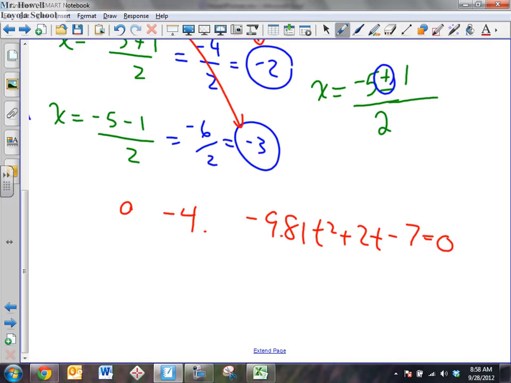So instead of factoring this, you're just going to use the quadratic formula, where this would be a, this would be b, and this would be c. Now remember, c in this case would be -7. A would be -9.81. B would be +2. So whenever you have a quadratic, put it in order: squared first, linear second, and then a constant third. Always in the correct order, and then you label them A, B, C.